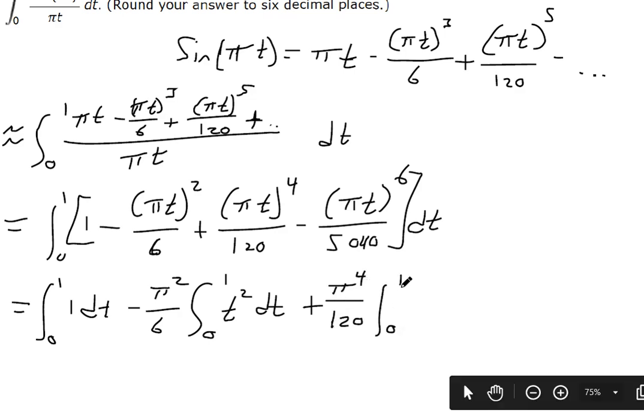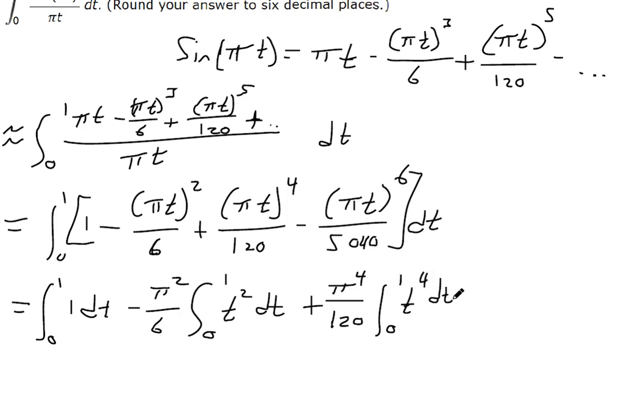Just a little bit of calculus to finish this out. Those are easy integrals too because it's from 0 to 1. I guess for completion, I'll write the last part. This is pi to the 6 over 5040, and you're integrating that from 0 to 1 of t to the 6 with respect to t.